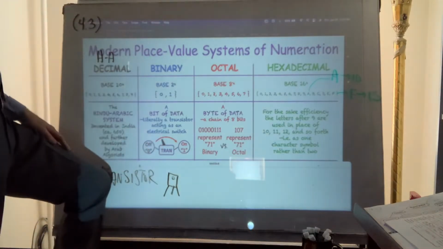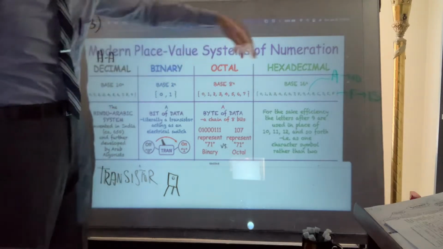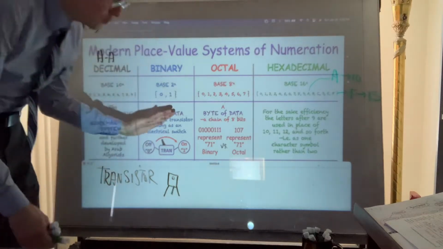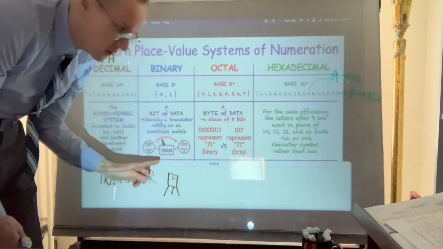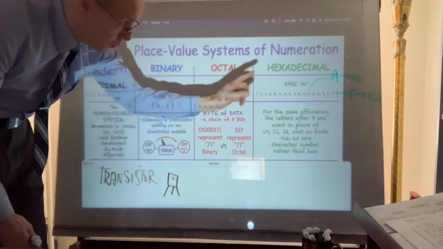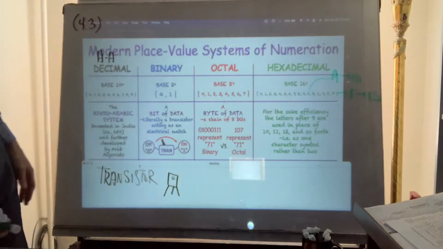Now, these other languages exist, octal and hexadecimal, because they're sort of the bridge from the physical component, which is hardware, to the software.